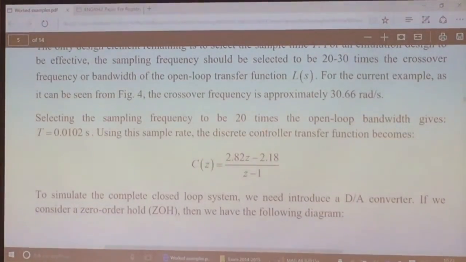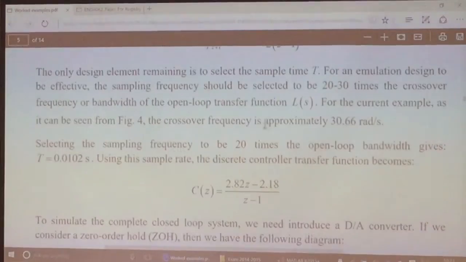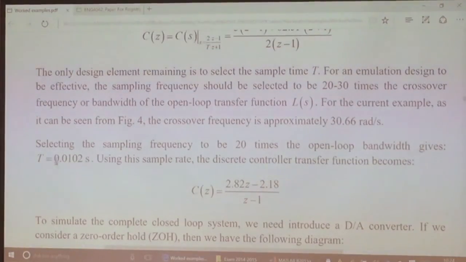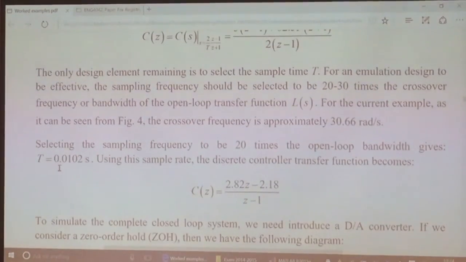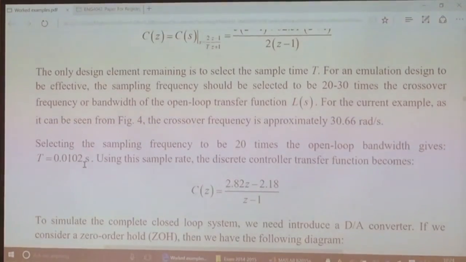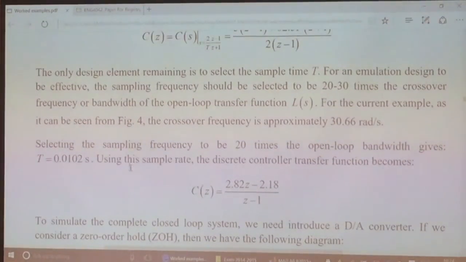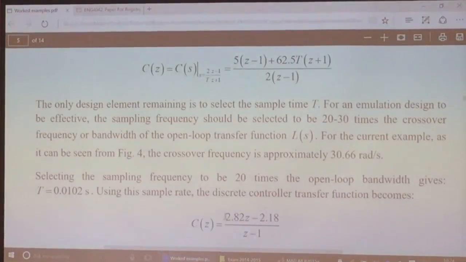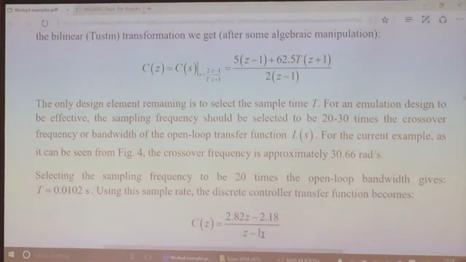So you choose a sample frequency to be 20 times the open loop bandwidth or crossover frequency. And I did the math for you. This corresponds to a sample time of 0.0102 seconds. So if you use this sample rate, you substitute T into here, and you get the transfer function for the discrete controller.